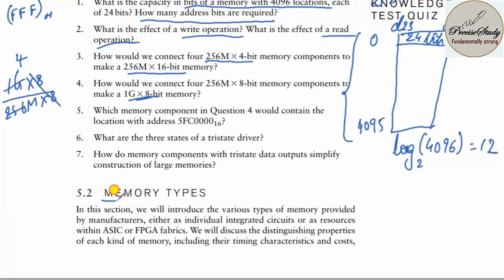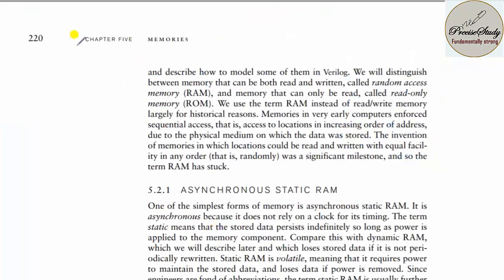Next, let us talk about memory types. If you want to make a design, you should be in a position to judge whether you are going with ASIC design or FPGA design. If the design is application specific, that is, you are designing for a particular application, then you go with ASIC, application specific integrated circuits. But if you are doing a general purpose design, then you go with FPGA, field programmable gate arrays.